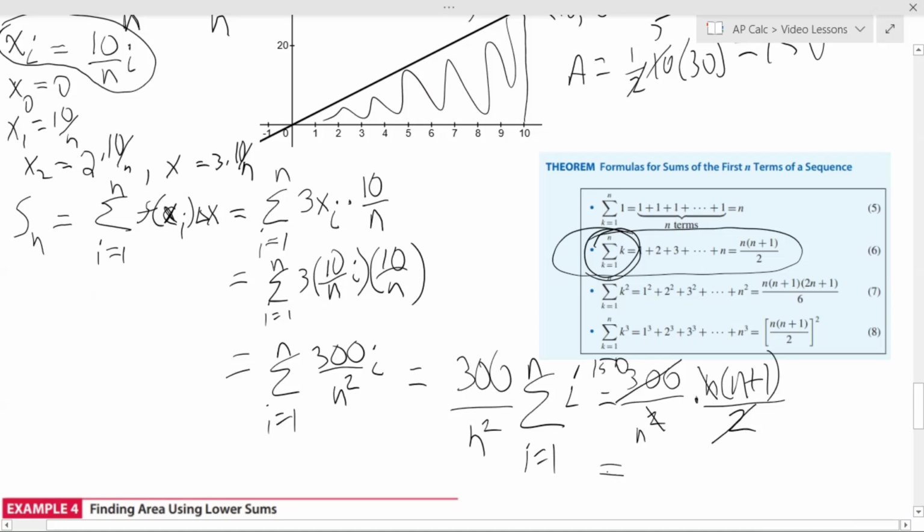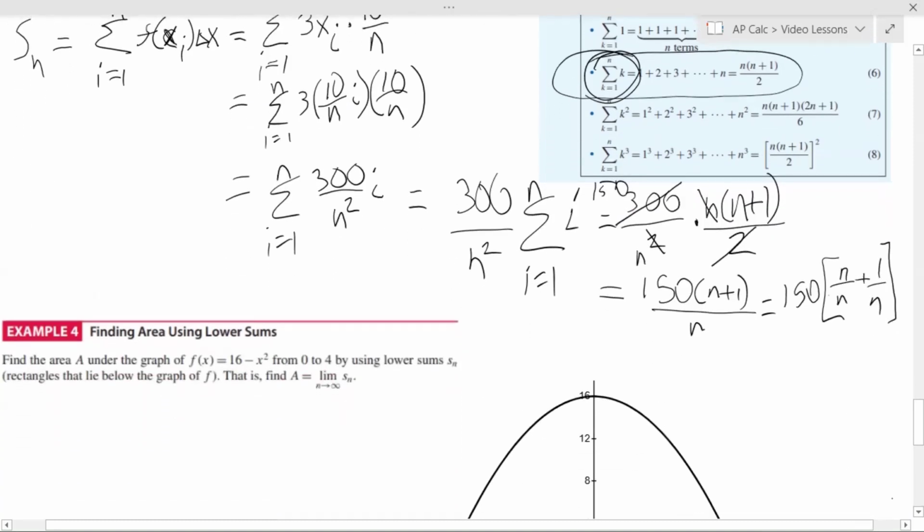All right. Since I used the sum formula, this summation notation is no longer necessary. So I would have 150 times n plus 1 over n. If I break that apart and distribute, that's going to be 150 times n over n plus 1 over n. Okay, I'm kind of running out of room here.